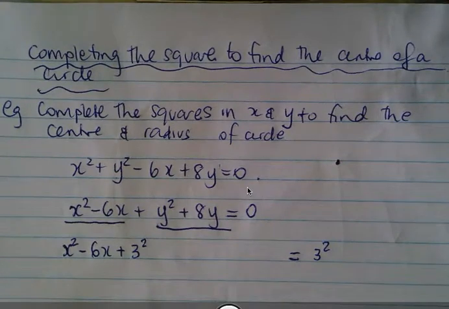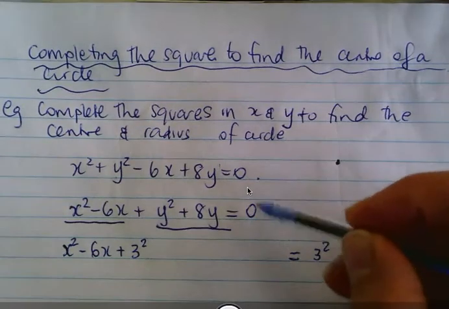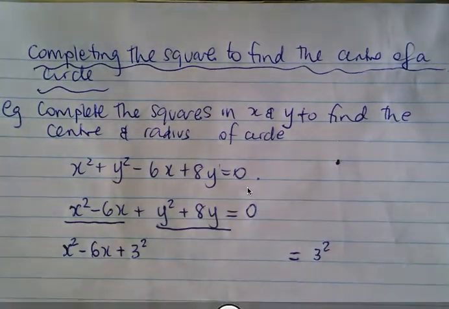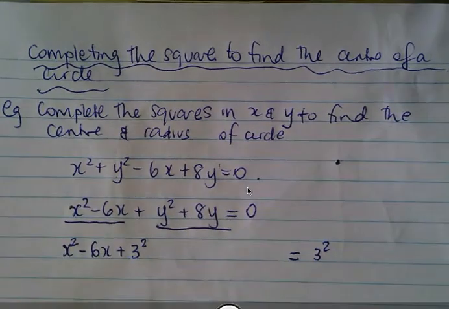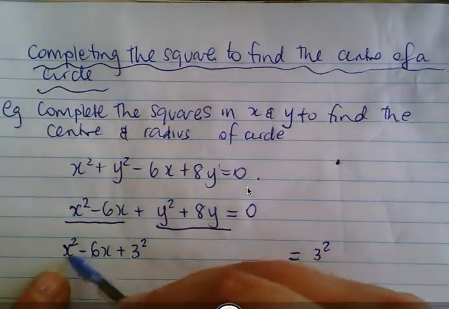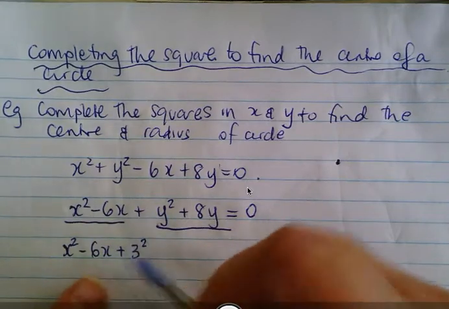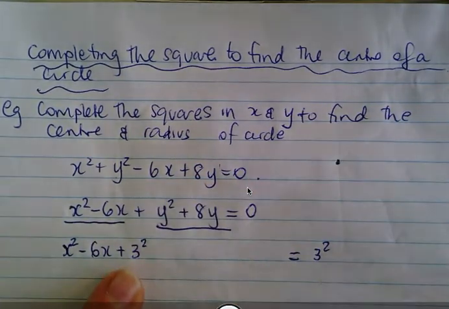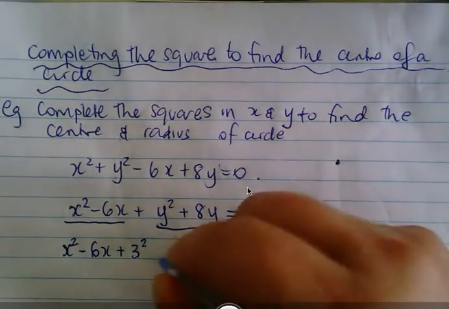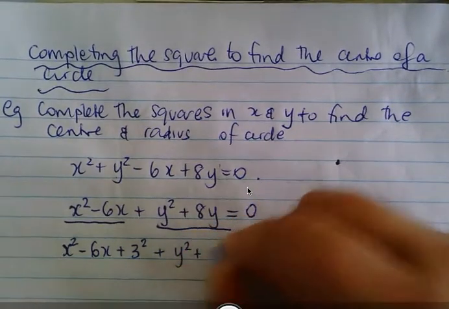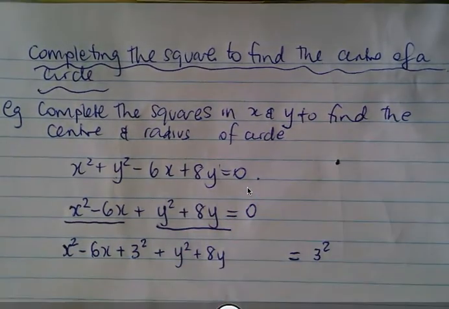You only add it to both sides when it's an equation. You'll add it and subtract it on the same side when you've got y equals your quadratic and you want to complete the square on the quadratic. So when you've got 0 on this side or a number on this side, you can add it to both sides. Okay, so I've completed the square on the x squared minus 6x, and I've added 3 squared to both sides. Now I'm going to complete the square on the y squared plus 8y.